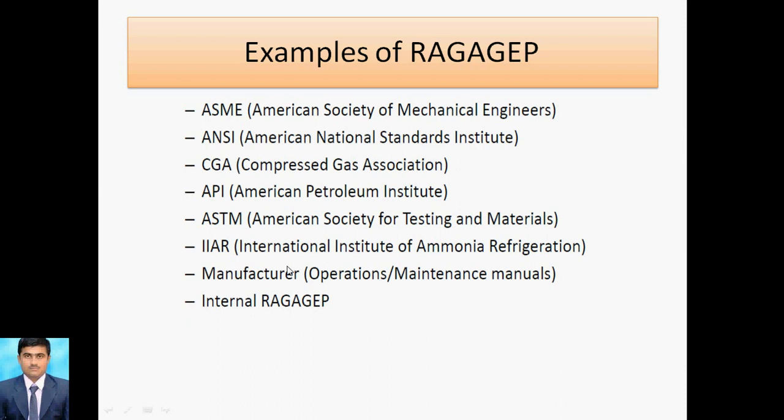Then IIAR, the International Institute of Ammonia Refrigeration. So in refrigeration industries we can follow this IIAR, and then we go for different maintenance purposes or maintenance applications. Then manufacturers. So these are the different manuals or catalogs. According to them we can study and implement over the processes while performing maintenance, or say while going for installations. So these are the important factors for installation as well as for maintenance purposes.